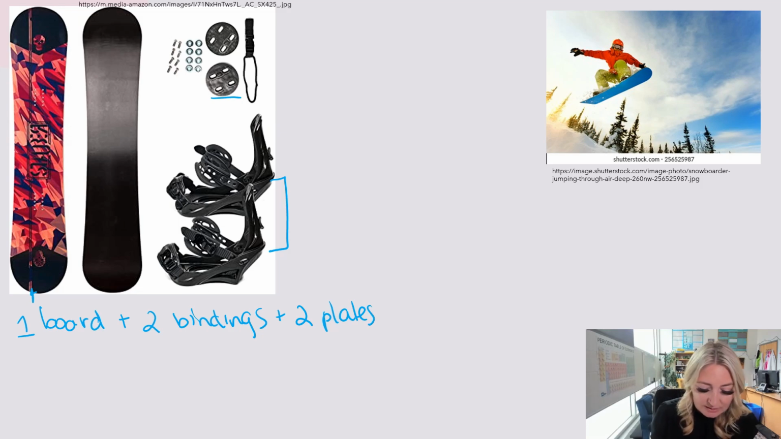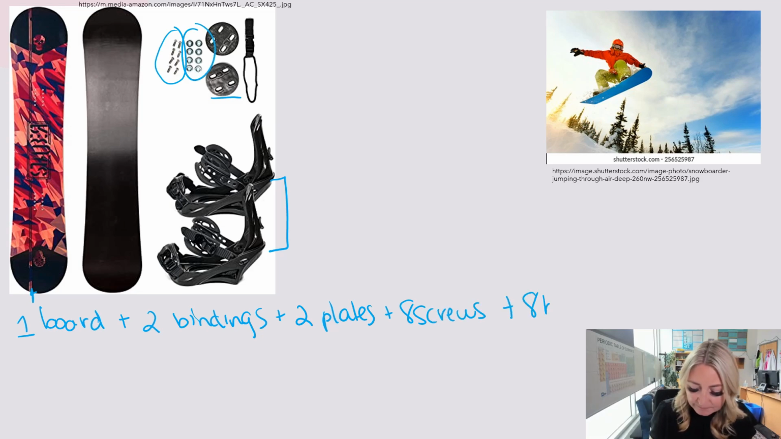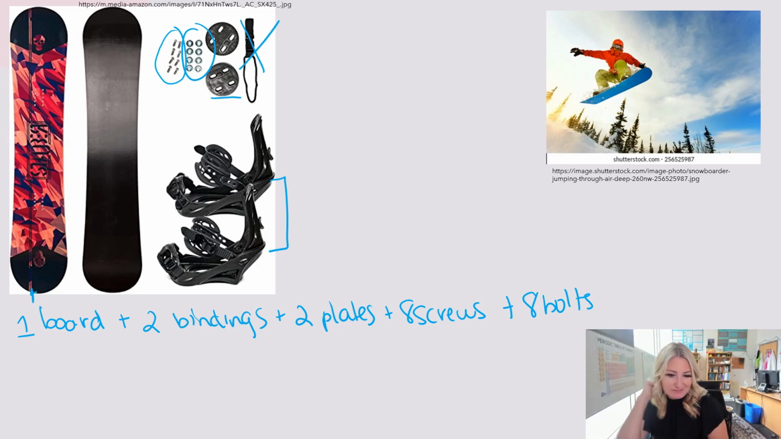And we are going to need 8 screws and 8 bolts. And no offense to the ski lift companies, I'm not going to include my leash. It's just never going to get used anyway. If I have all of these parts, I can make one snowboard. Okay, are we all in agreement on this? This is a balanced equation because one snowboard has 8 screws and 8 bolts and 2 plates and 2 bindings and 1 board.